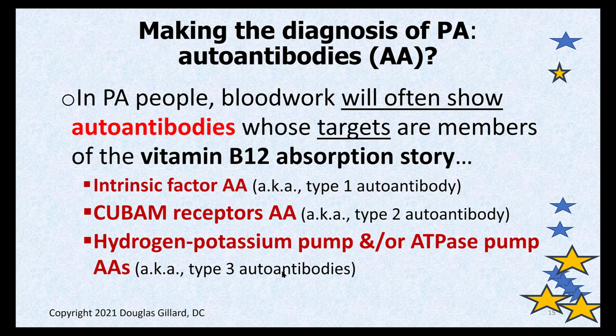Making the diagnosis of pernicious autoantibodies. These are a board favorite. So people with pernicious anemia typically show antibodies. In fact, there are three of them that you have to know that wreck the vitamin B12 reabsorption story in different places. Remember last week we talked about vitamin B12 reabsorption.